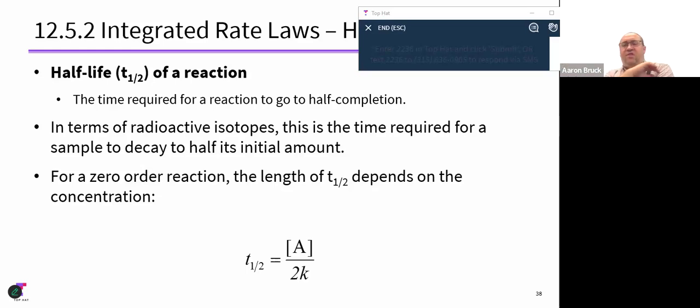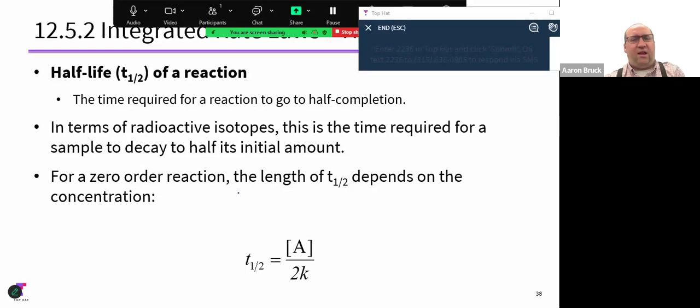And the integrated rate law provides for us, because we have an equation to work off of, a way to calculate half-lives and use half-lives to actually help us to calculate rate constants. Because what we can do is manipulate that integrated rate law accordingly. So let's take zero order, for example.